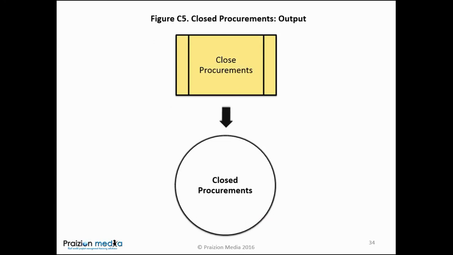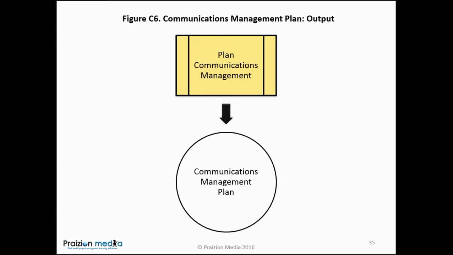Here's another one. Closed procurements. While it comes from close procurements, it goes nowhere because that's the end of the chain. We get the closed procurements and that's it. All right. Take a look at communications management plan.